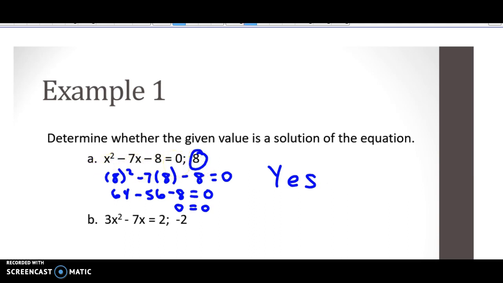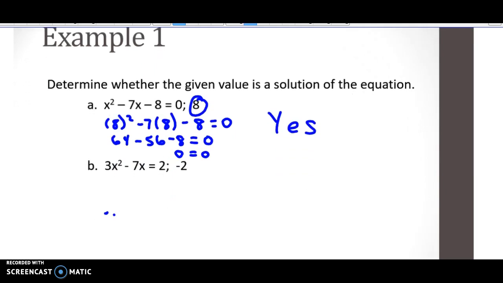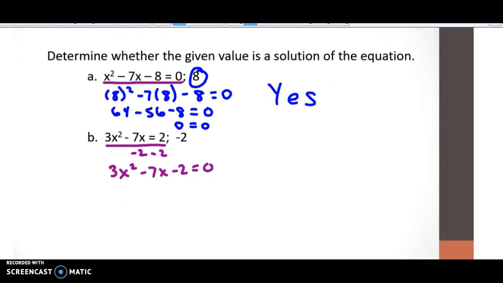Let's check out part B here. On part B, we have 3x squared minus 7x equals 2. So I'm noticing right off the bat that this equation looks different than this one did. This one was already set equal to 0. So I'm going to start by subtracting 2 from both sides, and that will give me a quadratic equation that is set equal to 0. Now I can go ahead and substitute and check to see if negative 2 is a solution.